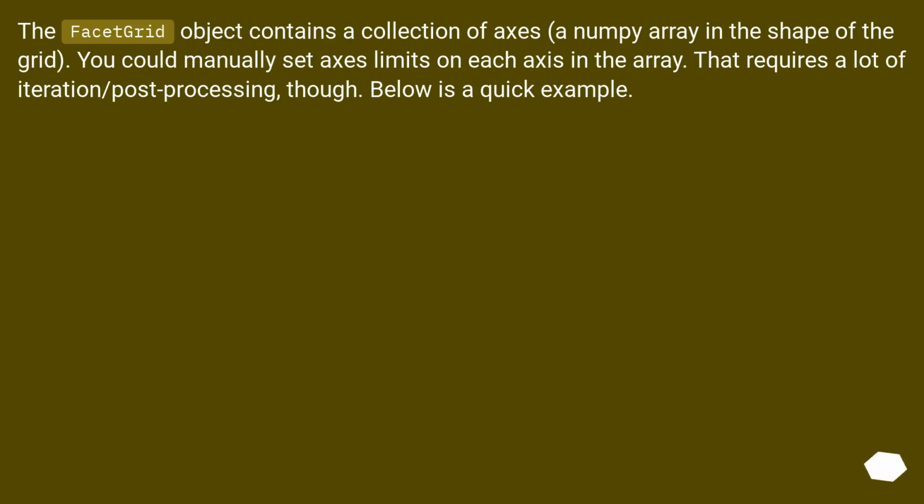The FacetGrid object contains a collection of axes, a NumPy array in the shape of the grid. You could manually set axes limits on each axis in the array. That requires a lot of iteration/post-processing, though. Below is a quick example.